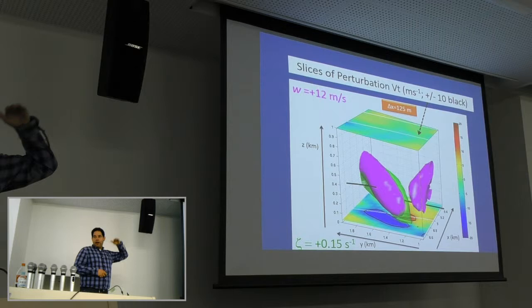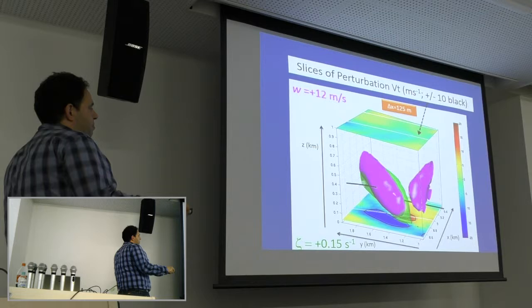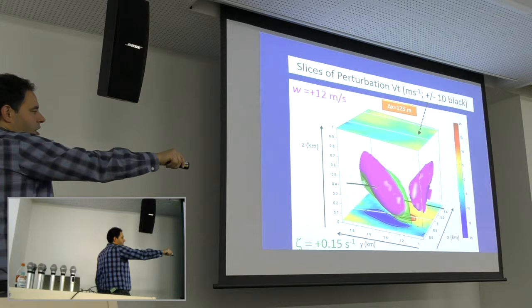Okay. So this shows how in the simulation there's a real tight relationship spatially between the vorticity, the green, and the updraft, the magenta here, nearly co-located, and that vorticity is inducing a perturbation flow, which gives you enhanced tangential winds just outside of the updraft.